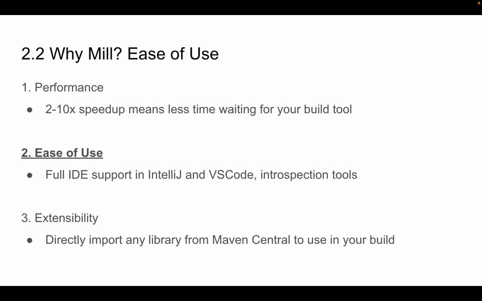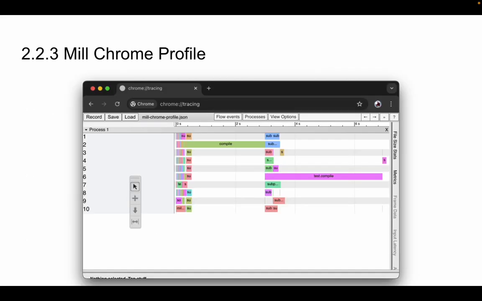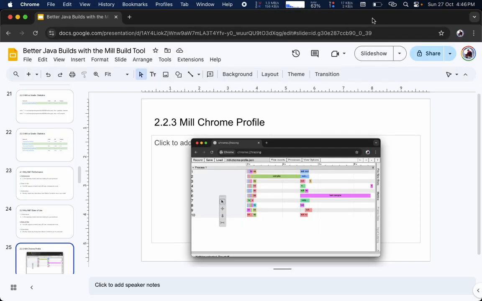And the next thing we're going to look at is ease of use. Mill has full IDE support for IntelliJ and VS Code, and good tools to look at what your build is doing. I'm going to look at them now. One of these tools is the Chrome profile. This is most useful when you're wondering why your build is taking the time it's taking. Let me show it to you now.